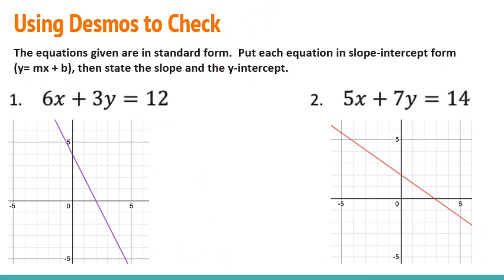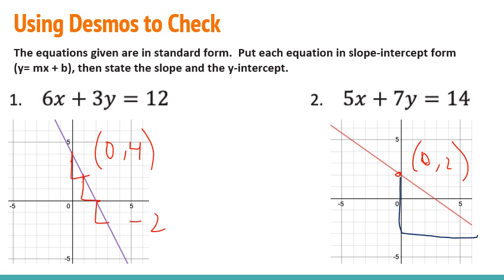I just plugged these lines into Desmos to check to make sure that we did it correctly. Here we can check by seeing that our y-intercept is (0, 4), and then we're going down 2 over 1, down 2 over 1, so our slope is negative 2. And then here our y-intercept was (0, 2), and I cut the graph off a little too early, but we should be able to go down 5, over 7 to get to our line here. So Desmos, as always, is a good resource to check your work.